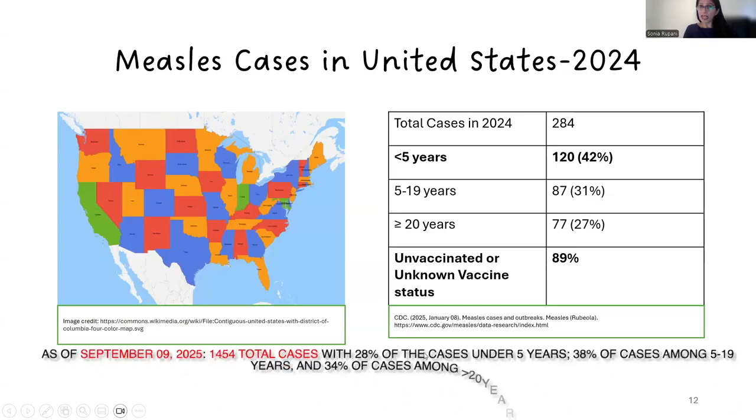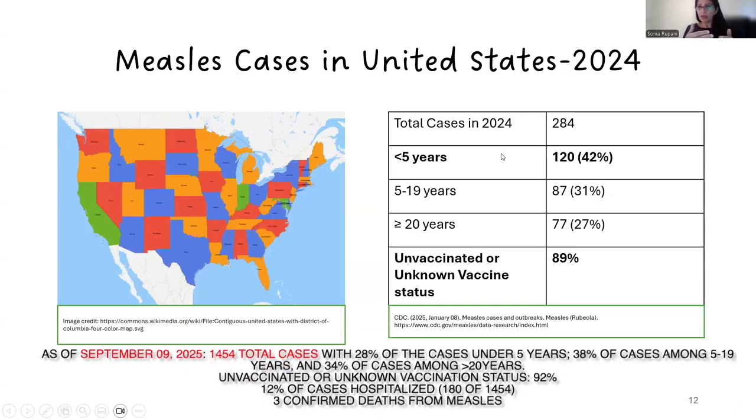So when we look deeper at what the distribution was, we see that out of the 284, 42% were children under the age of 5. And then if you look at the vaccine status, 89% of those who were infected, those cases that were reported, were either not vaccinated, so they were unvaccinated, or had an unknown vaccine status. So once again, we have a vaccine that prevents this disease, but there's been a gap, and we're seeing cases of measles.